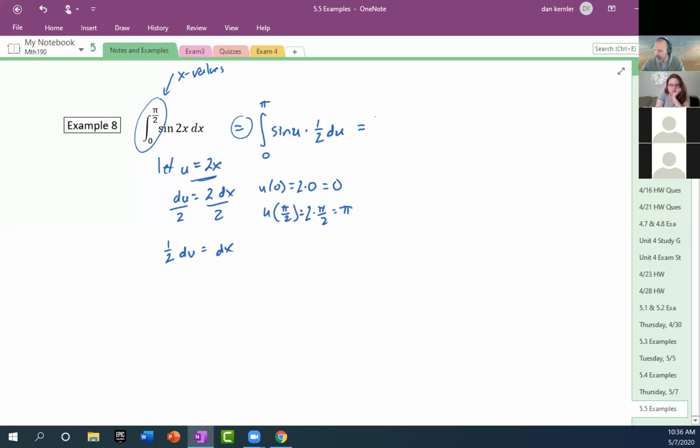So let's keep going. We're going to pull a 1/2 out in front, integral from 0 to pi of sine u du. Ooh, I don't know if we've done the antiderivative of sine today. I think we did. I know Haley, somebody talked about it. Who remembers the antiderivative of sine?